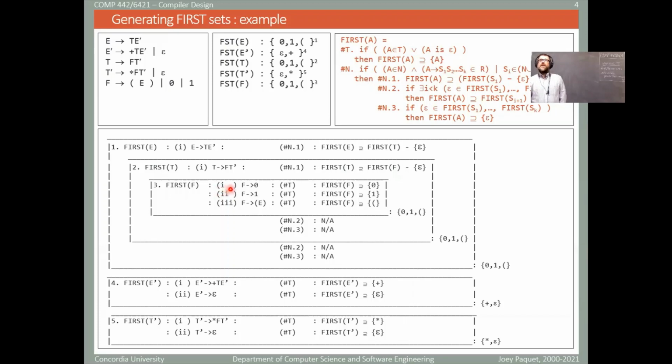So eventually we realize that F can actually be defined by 3 different rules. In the first case, the right-hand side is 0, which is a terminal. So we use this rule here and infer that first of F contains 0. Same thing goes for the 2 others. So we have F gives 1 using this rule here, and we find that the right-hand side starts with a terminal symbol. So first of F contains 1. And then we have F gives E between parentheses.